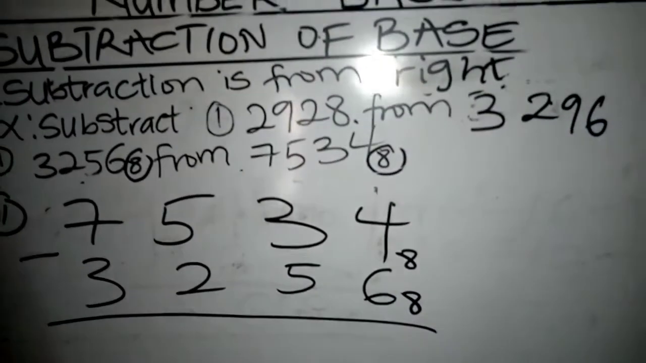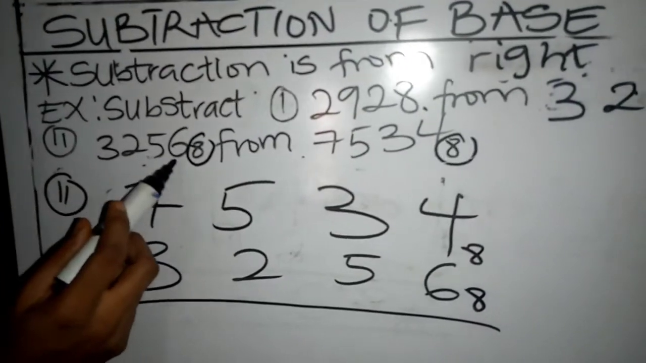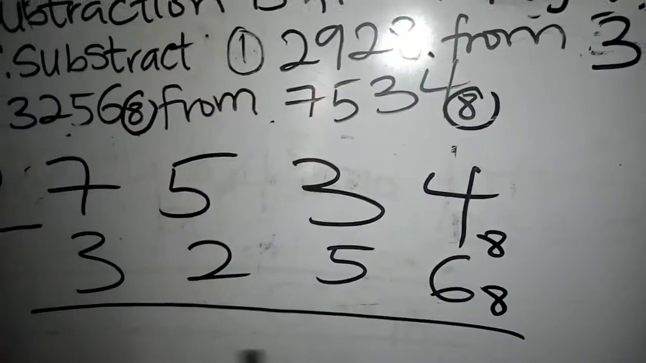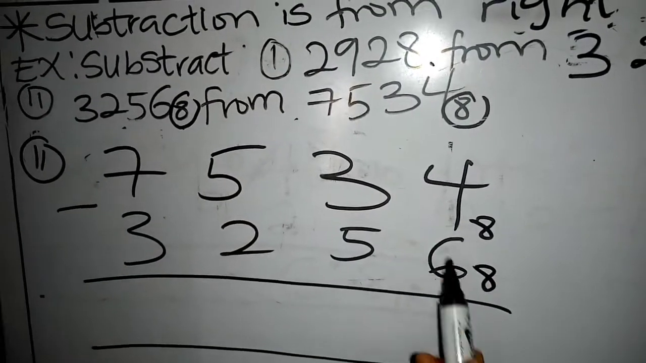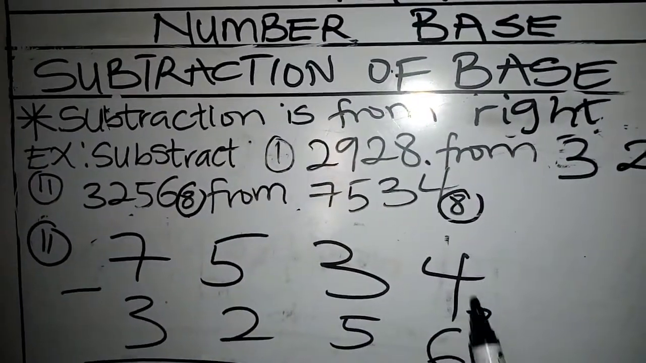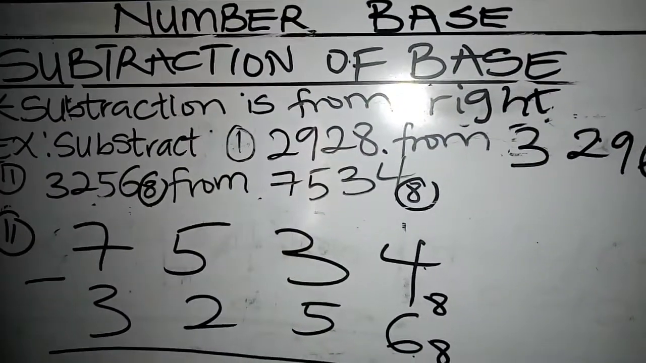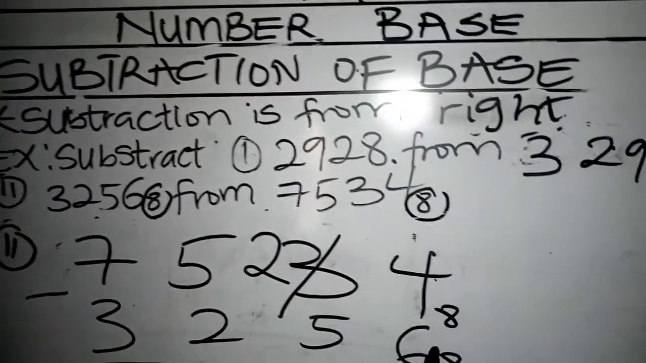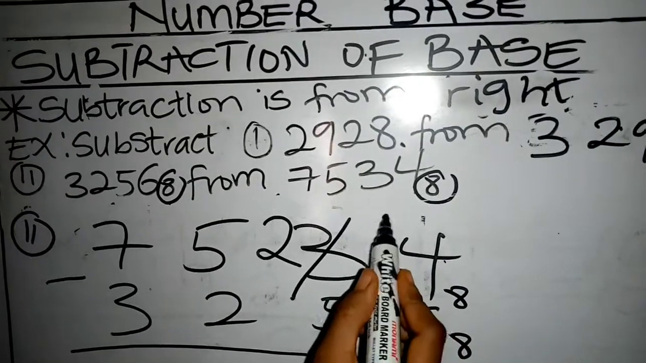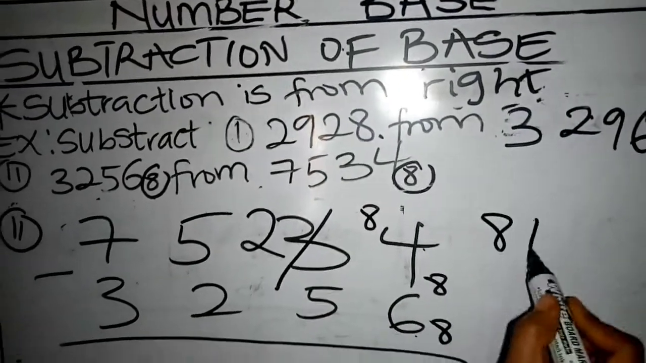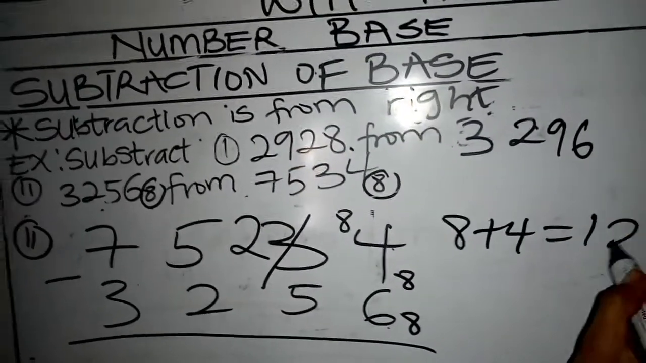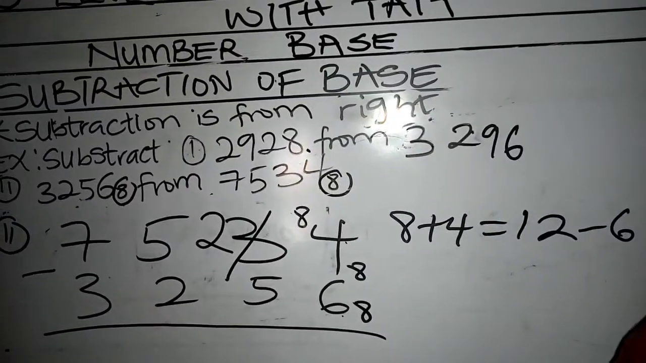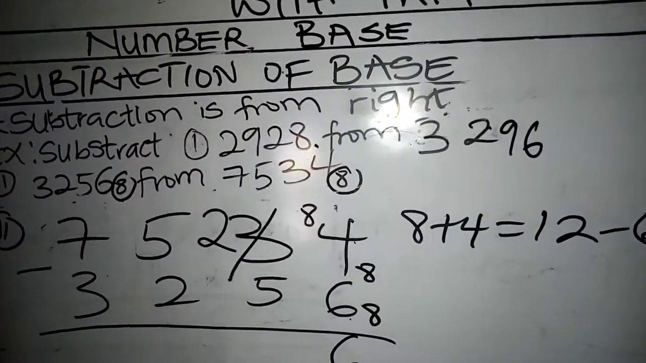The second example, subtract 3256 base 8 from 7534. So it's in base 8. We are starting from the right hand side. 4 minus 6 is impossible, so you borrow 1 from here. This remainder is 2. Instead of writing 1, since it's in base 8, it will be 8. So it will be 8 plus 4, which is 12. 12 minus 6 will give us 6. So you write 6.